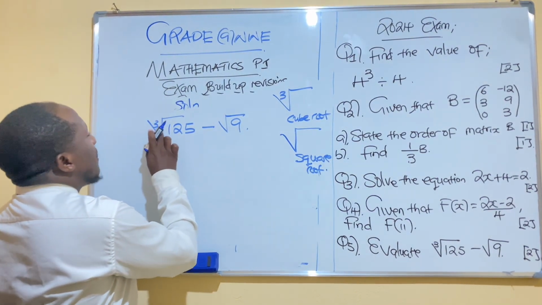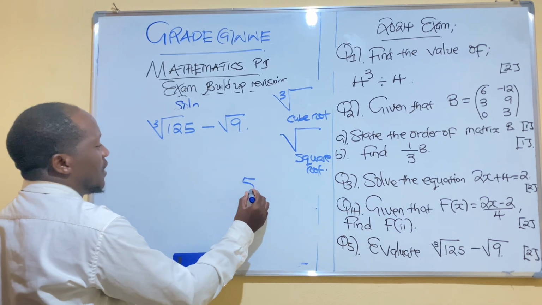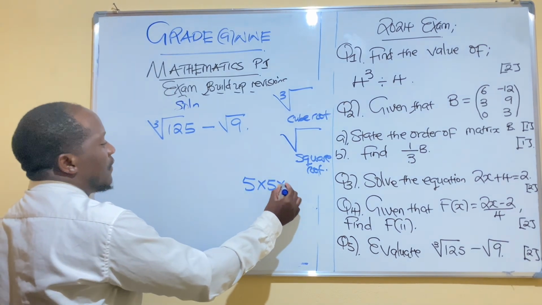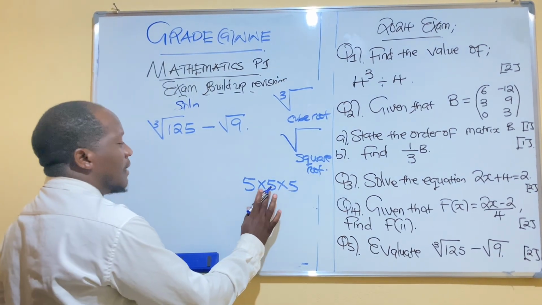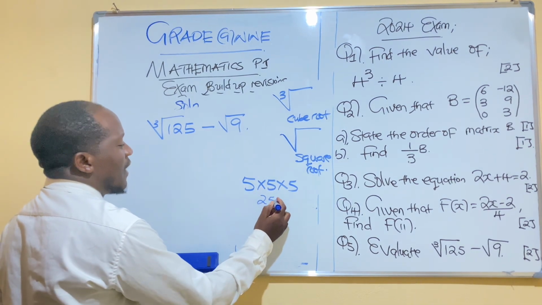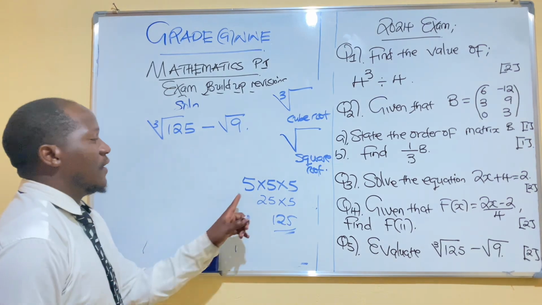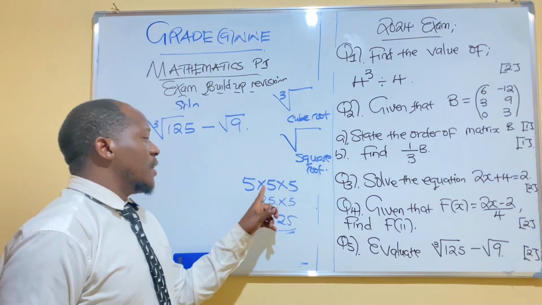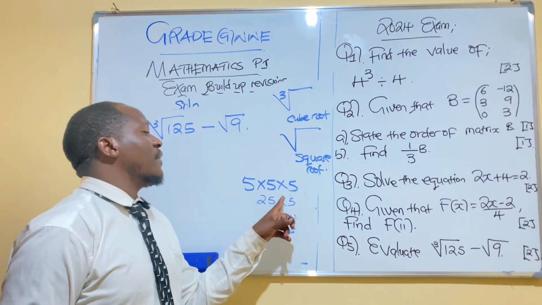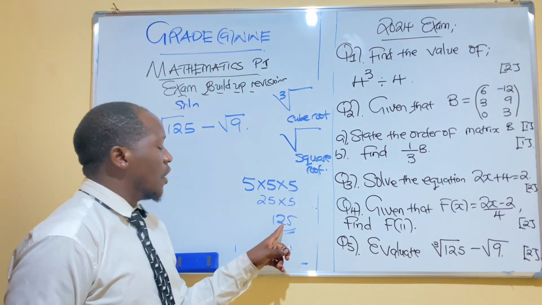So which number can we multiply 3 times to get 125? We're going to say 5 times 5 times 5. So 5 times 5 is going to give us 25. So 25 times 5, this one is going to give us 125. So 5 times 5, 25, 25 times the last 5, it's going to give us 125.